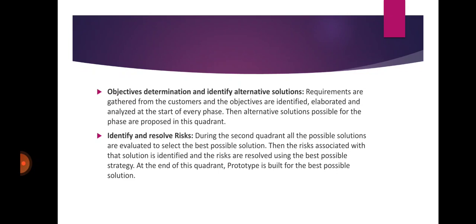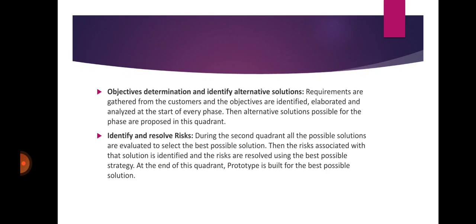In this phase, the requirements are taken from the customer totally, what kind of product is to be made or developed by the software team. These requirements are taken from the customer in detail to develop a product. After that, the second quadrant: identify and resolve risk. During the second quadrant, all the possible solutions are evaluated to select the best possible solution.